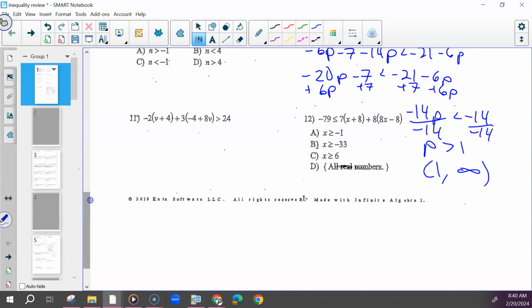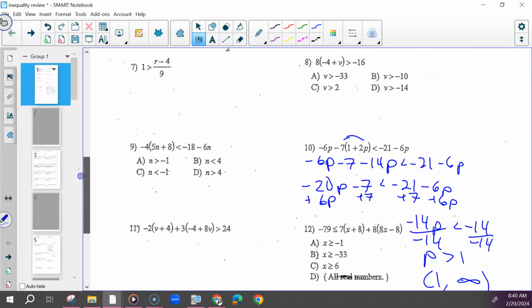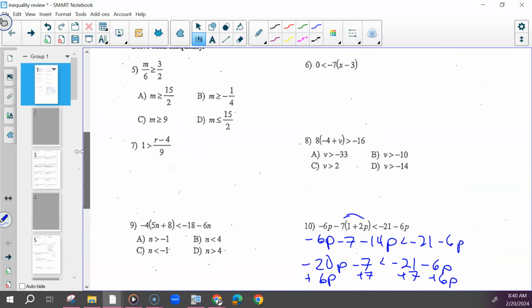Other questions on page 1? Or 5? For number 5, you're going to do what you would do if it was a normal set of proportions. Cross multiply. It doesn't matter if the 2m is on the left or the right, as long as you keep the sign the same. And divide.